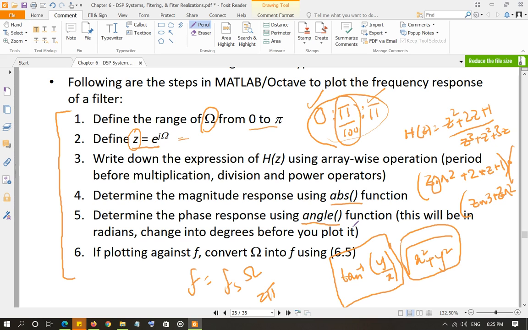So make sure to multiply by 180 divided by pi, or actually you always have to determine phase in degrees. So always multiply by 180 divided by pi. And in case you have to draw it against frequency in hertz, not omega in radians, then basically use the relationship that we discussed earlier, f equal to fs times omega divided by 2 pi, and then plot against the frequency.